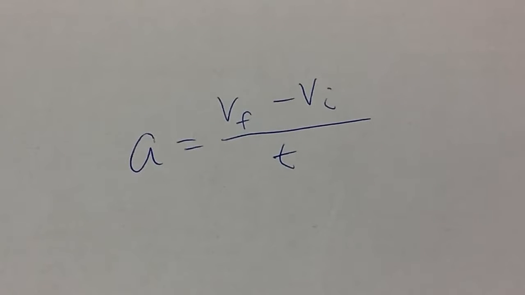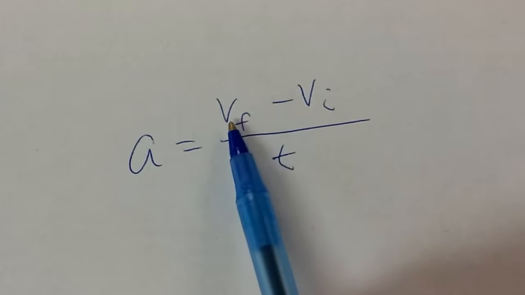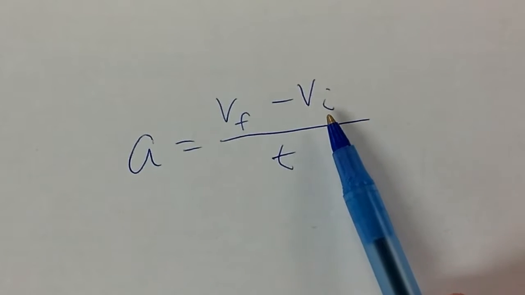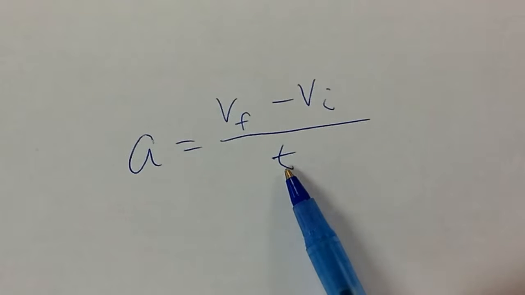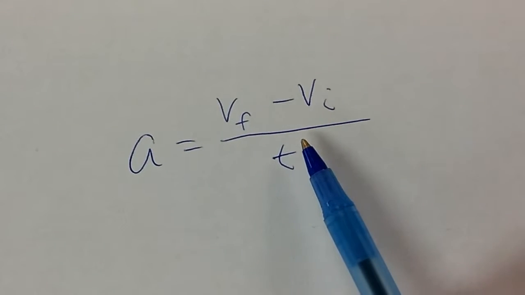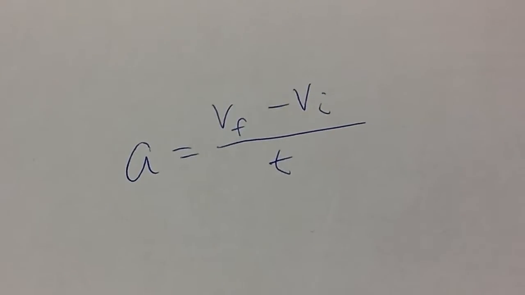In this video, you're going to learn how to use the average acceleration formula to solve word problems. In this formula, we have four variables: A for acceleration, VF is V final, or the final velocity, VI is the initial velocity, T stands for elapsed time. Each of these problems, I'm going to give you three of the four variables, and you're going to need to solve for the fourth variable.